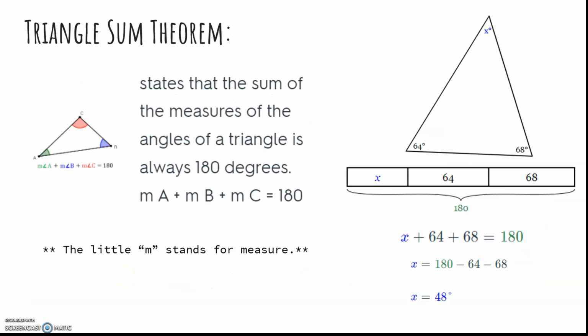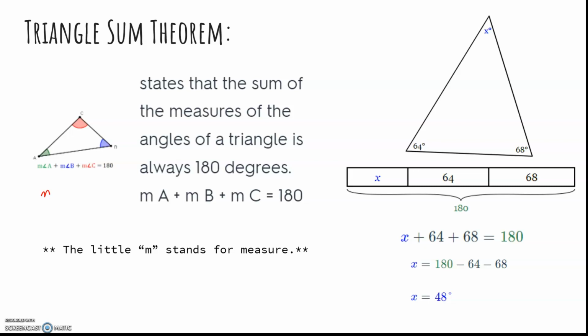So let's move on to our theorem. The triangle sum theorem states that the sum of all angles inside of a triangle always add to 180 degrees. The little m that you're given here, this little m right here, means the measure. So the measure of angle A plus the measure of angle B plus the measure of angle C is always 180. And we can see it right here.